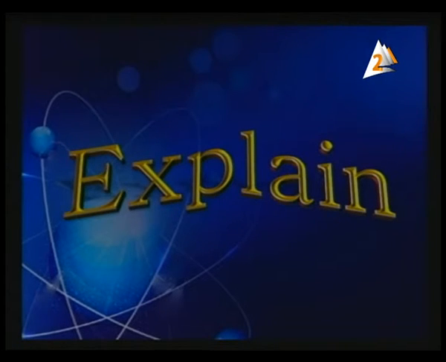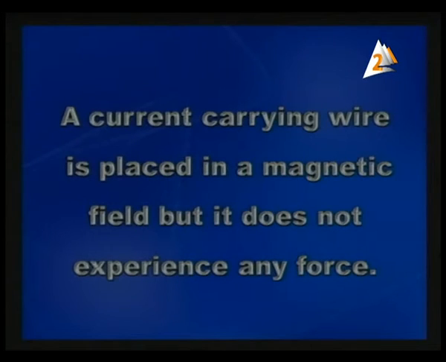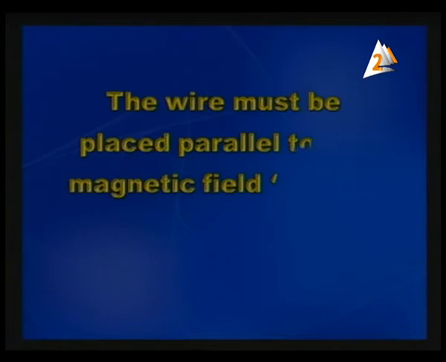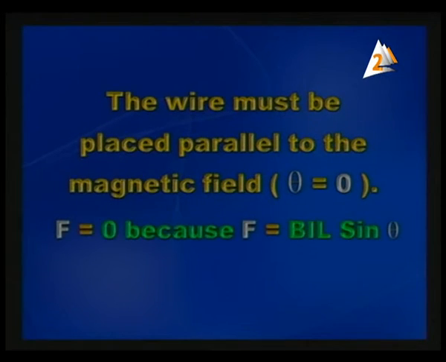Now we've got a question. Explain: a wire carrying current is placed in a magnetic field, but it doesn't experience any force. No force acts on it. Can you explain why? Simply because the wire must be placed parallel to the field. Theta equals 0, so the force is equal to 0 as F is equal to BIL sine theta, and sine 0 equals 0.